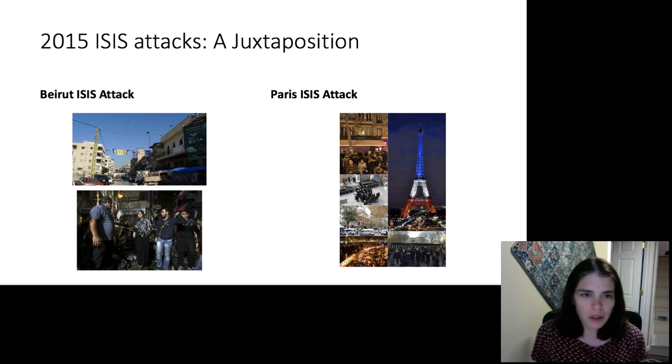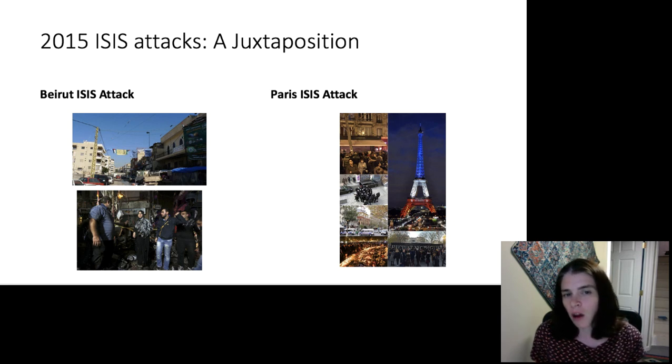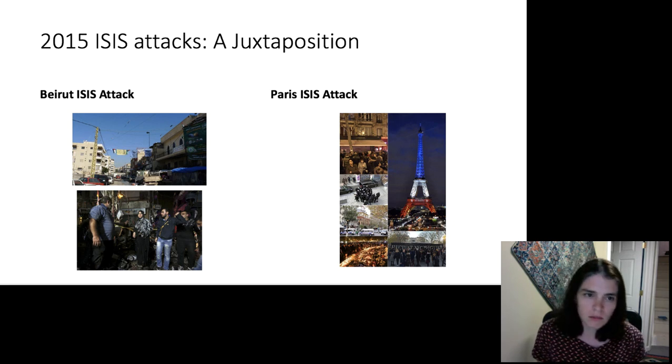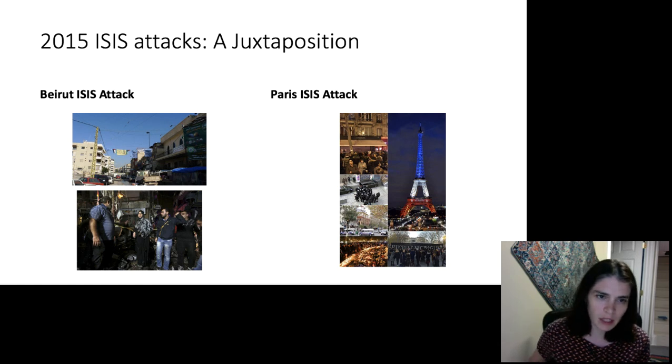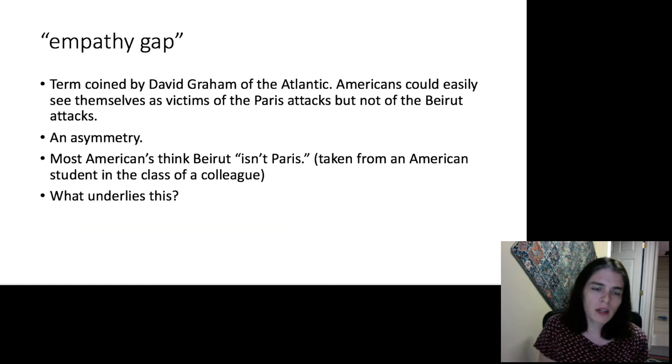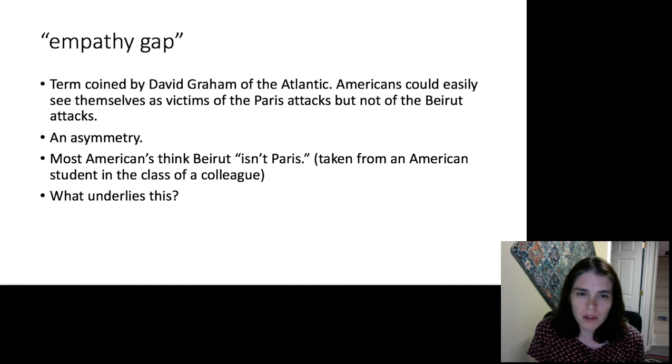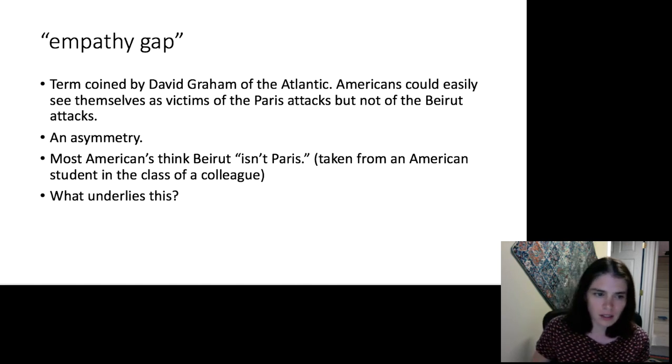One example was the 2015 ISIS attacks on Beirut and Paris that happened near the same time, and you'll see that people cared a lot more about the Paris attacks and much less about the Beirut attacks. And this has been called an empathy gap, where Americans can see themselves as victims of the Paris attacks, but not of the Beirut attacks. So the question is, what underlies this?